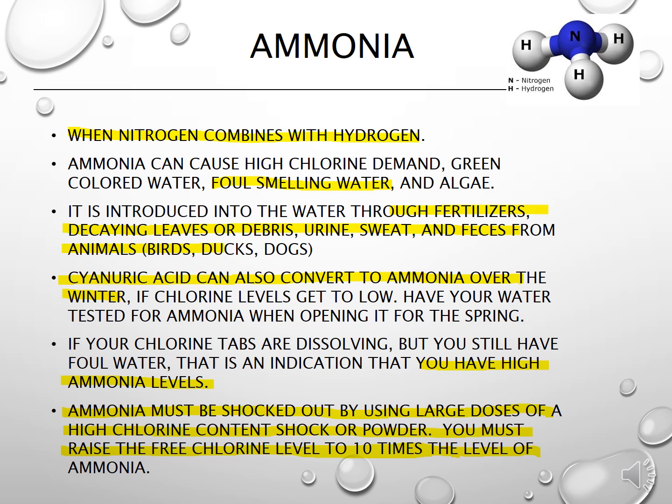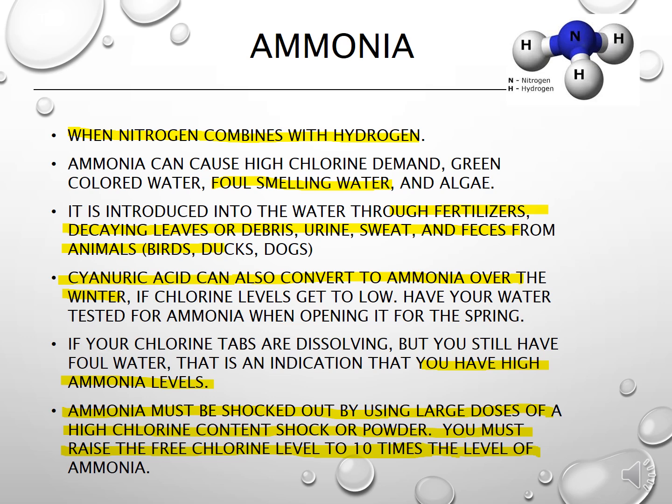When nitrogen combines with hydrogen, you get ammonia. Ammonia can cause high chlorine demand as well, green colored water, a really foul smelling water odor, and also visible algae growth. It is introduced into the water through fertilizers, decaying leaves and debris, urine, sweat, and feces from animals such as birds, ducks, and dogs. Cyanuric acid or stabilizer can also convert to ammonia over the winter if the chlorine level becomes too low.